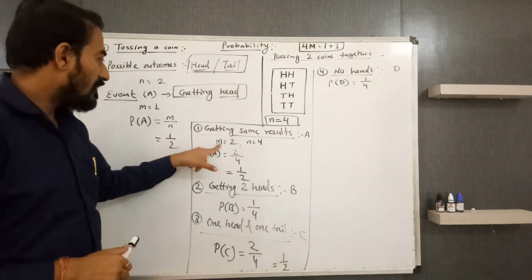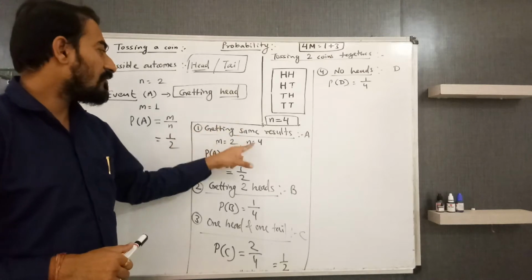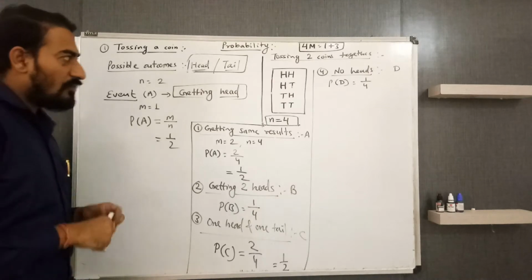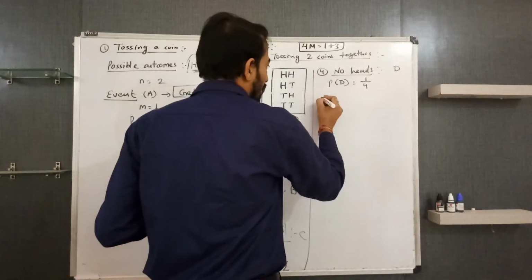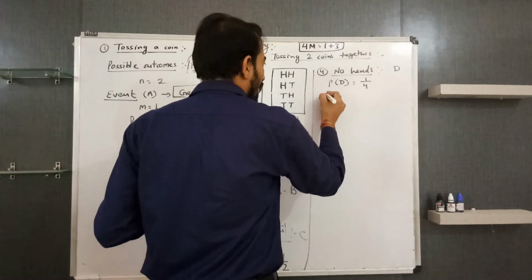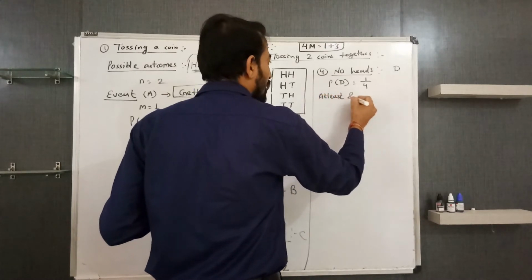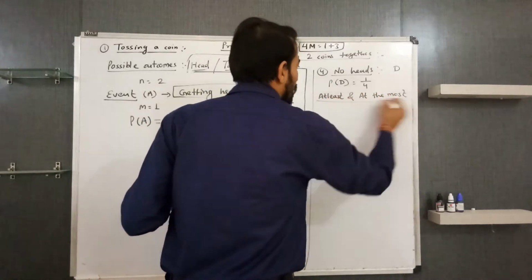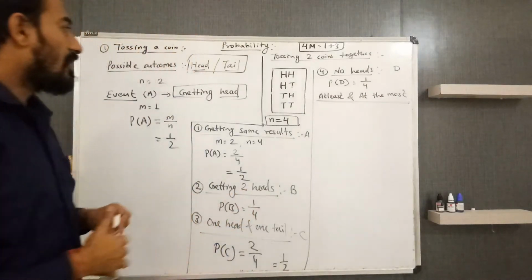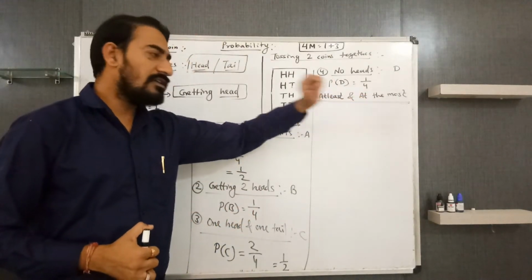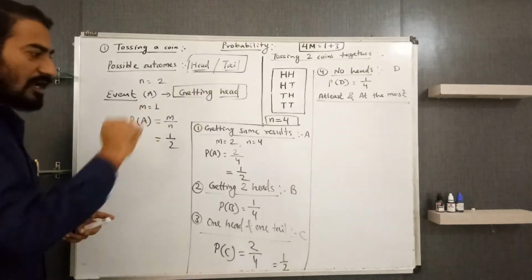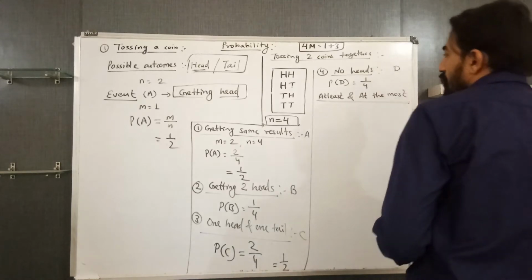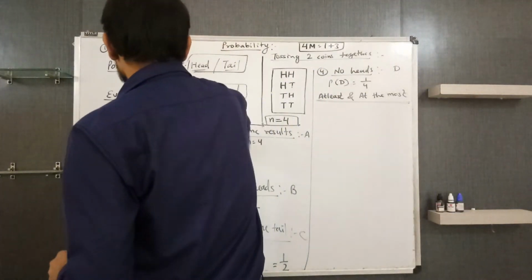And M according to the number of favorable outcomes to the desired event. Now, next type of question can be asked related to at least and at the most. At least and at the most. So, I am giving here some basic concepts for what is at least and what is at the most.